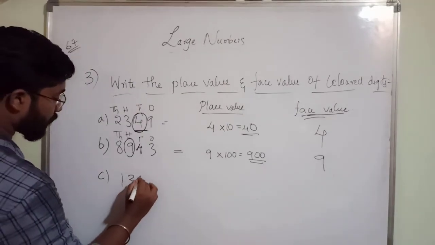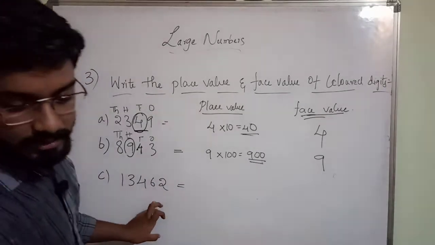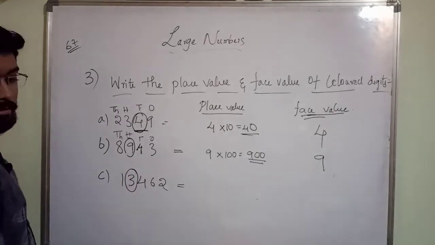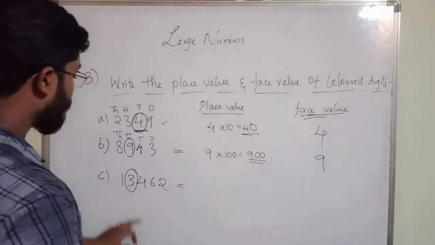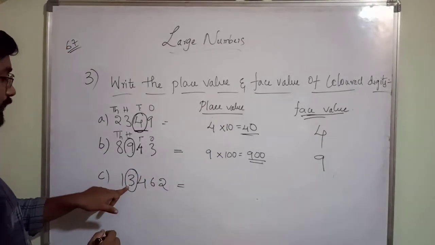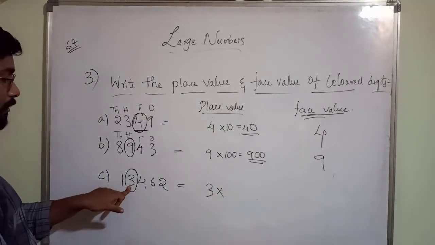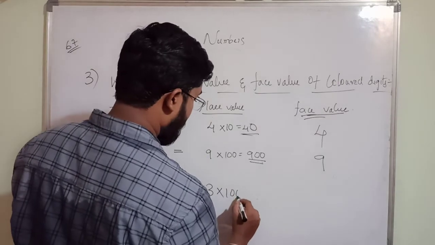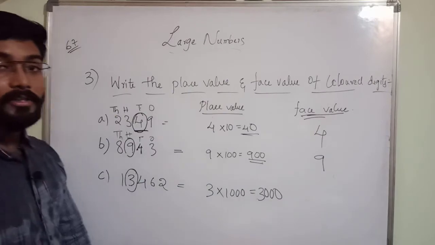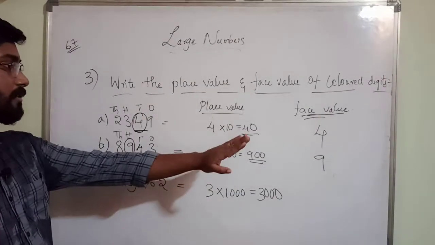13,462. What is the colored digit in this number? 3. This one is colored one in red color. So, place value. First we have to find the place value. 3. Write the number. In which place it is there? In thousands place. What is the place value? 3000. How? We have to find the place value and face value of 3.